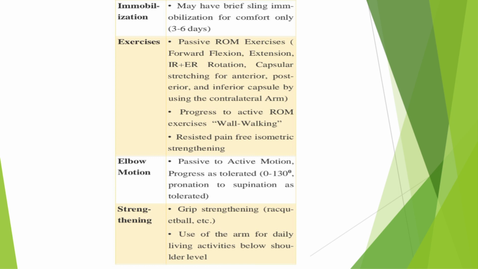Next, immobilization may involve a brief sling. Immobilization is for comfort only, for 3 to 6 days, meaning for almost 1 week we use slings for immobilization. The exercises we go for are passive range of motion exercises: forward flexion, extension, internal and external rotation, and capsular stretching of the anterior, posterior, and inferior capsule of the shoulder.